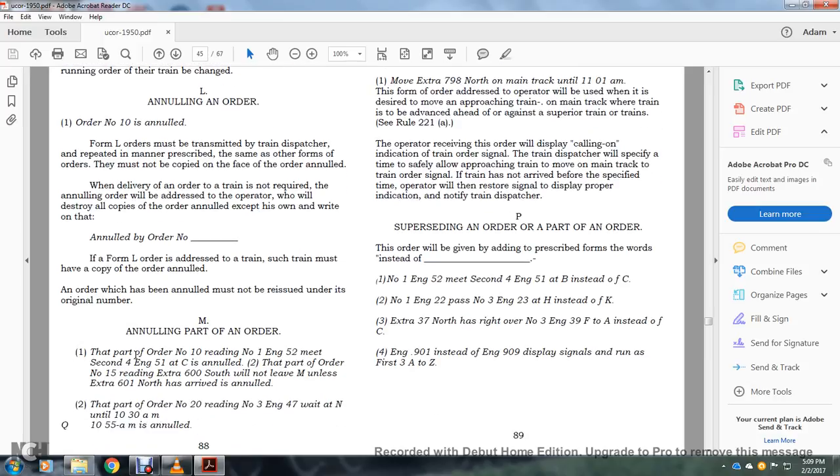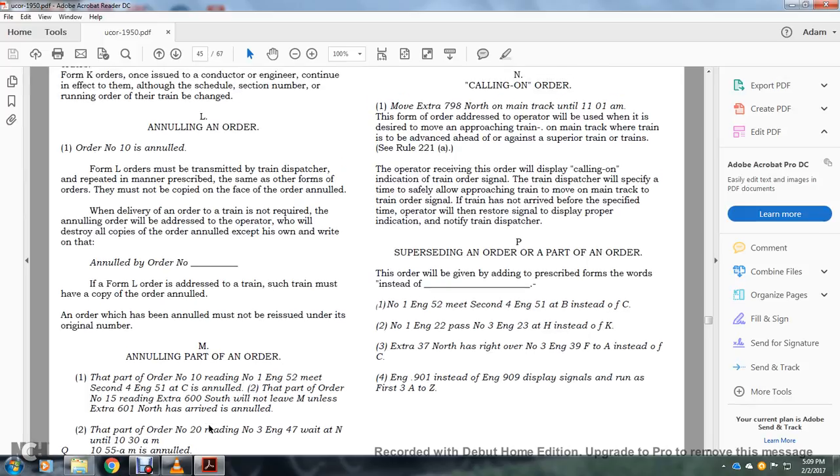Alright, Form M, annulling part of an order. The part of order number 10, reading number 1, engine 52, meeting second 4, engine 551 at C, is annulled. The part of order number 15, reading extra 600 south will not leave M until extra 601 has arrived, is annulled. Number 2: the part of order number 20, reading number 3, engine 47, wait until 10:30 a.m. and 10:55, is annulled.